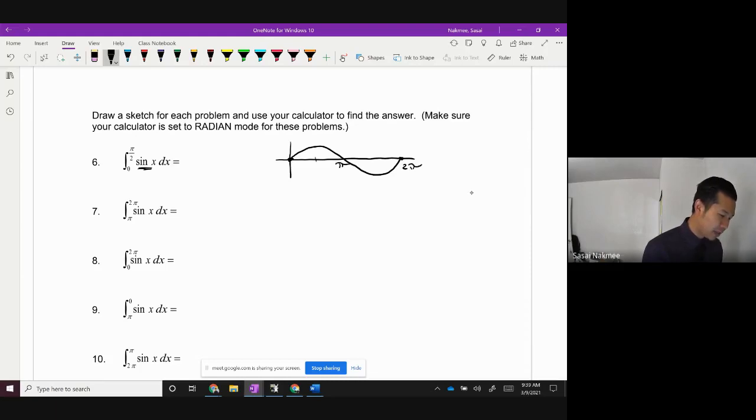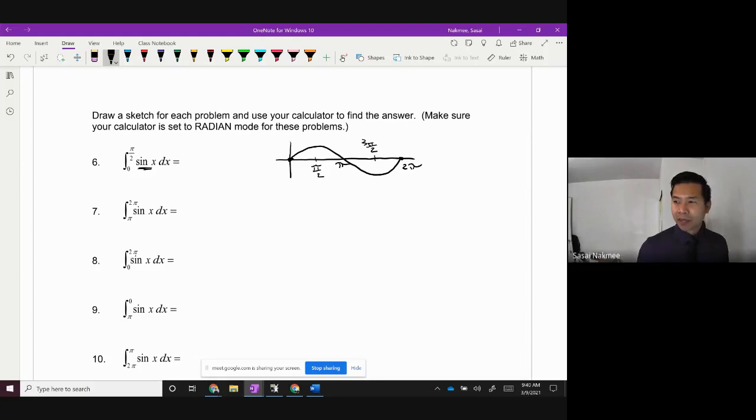Pi is in the middle. This right here will be pi over 2. This right here will be pi over 3. Nope, lies. 3 pi over 2. I'm sorry, guys. I need a little wake up. Okay, so that's my sketch of the function.